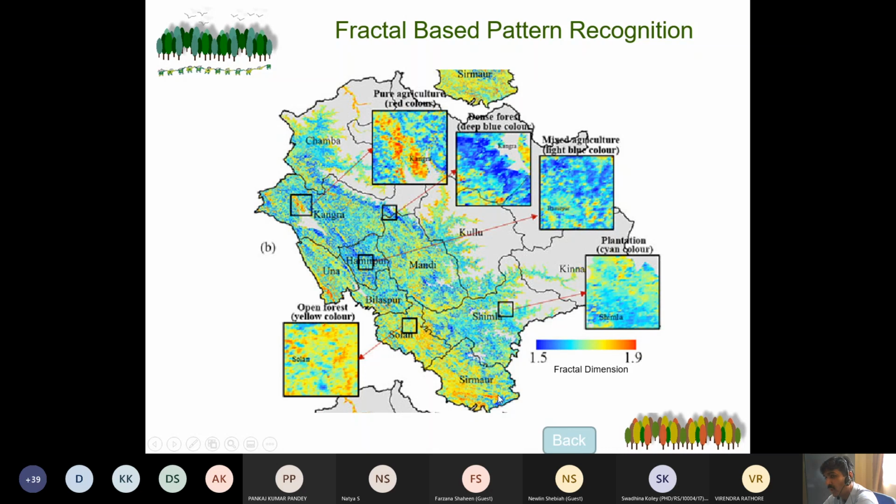Deep blue color is a dense forest. Wherever you get the deep blue, you will understand they are dense forests. Wherever you have a light blue, that means forest mixed with agriculture. Wherever you have a yellow color, it is an open forest. Wherever you have cyan color, it's a plantation. So we are able to find out the mixing of different land cover nicely in the fractal work.